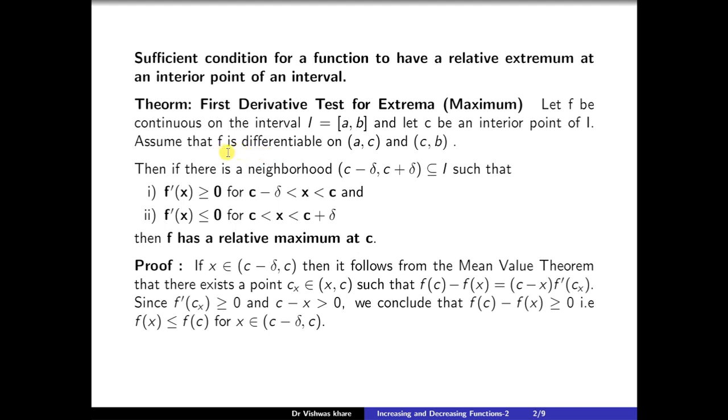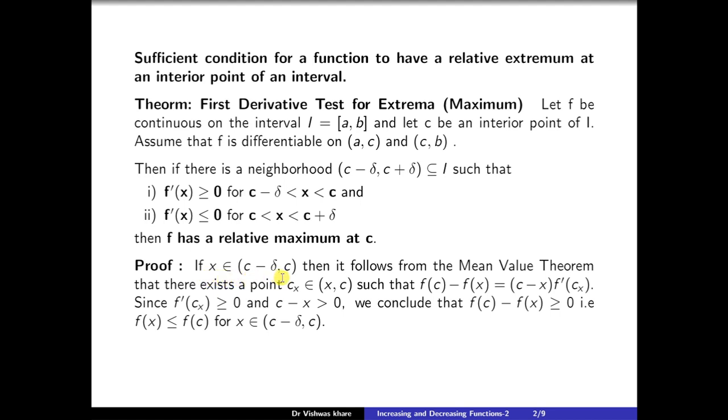Here in this theorem, it is not said whether f is differentiable at c or not. It may not be differentiable at c. Also, f dash x is greater than or equal to 0 for all x which lies between c minus delta and c, and f dash x is less than or equal to 0 for all x which lies between c and c plus delta. If these conditions are assumed, then f has a relative maximum at c. So let us see the proof.